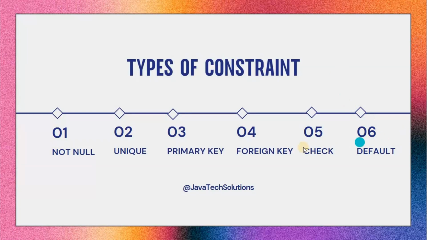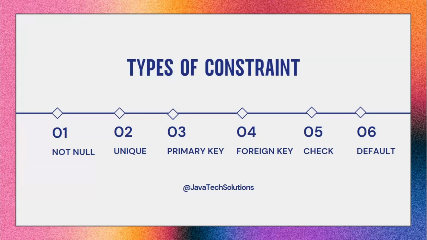The PRIMARY KEY constraint uniquely identifies each record in a table, whereas the FOREIGN KEY constraint establishes the relationship between two tables. Like if there are two tables, employee and address, this constraint defines the relationship between them. And the CHECK constraint allows us to specify a condition that must be met for the data to be entered into the column.